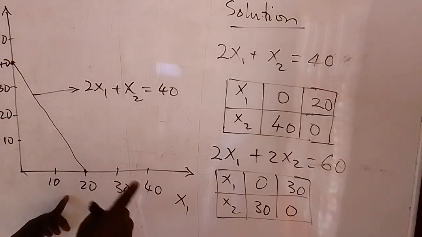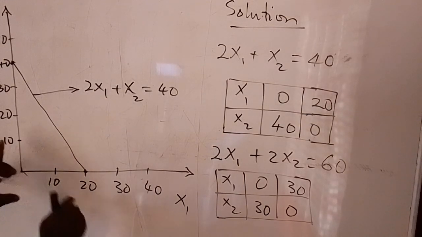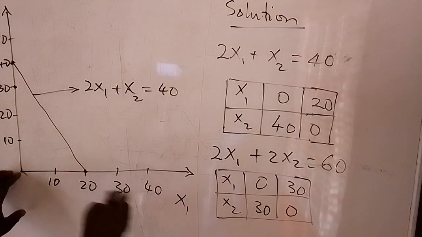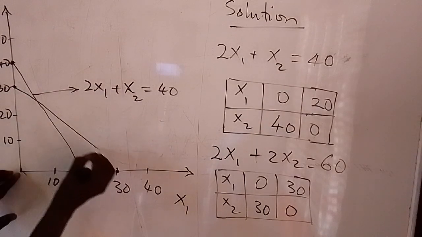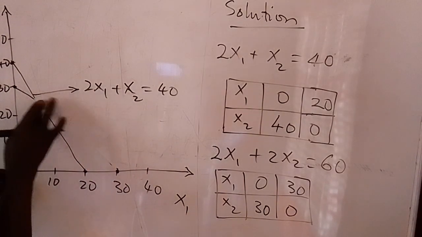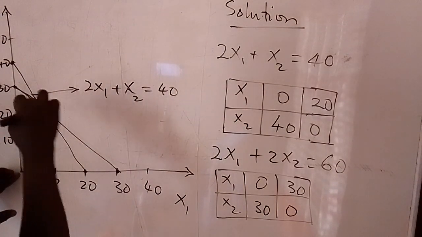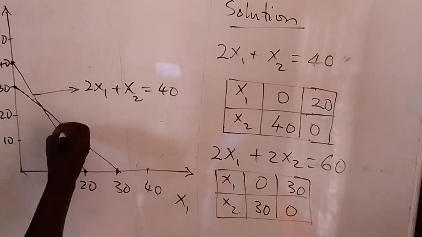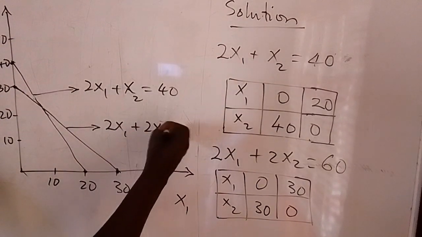For equation 2, we have 2x1 plus 2x2 is equal to 60. When x1 is equal to 0, x2 is equal to 30 here. And when x2 is equal to 0, x1 is equal to 30 here. We connect the lines. Now you can see that this is equation 2, 2x1 plus 2x2 is equal to 60.